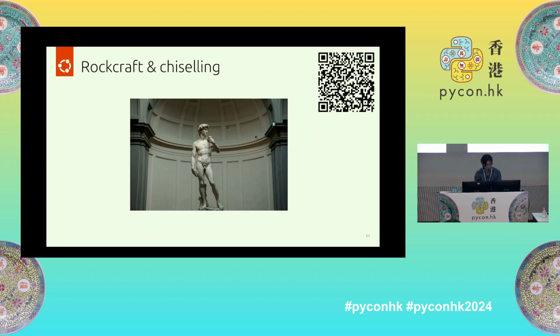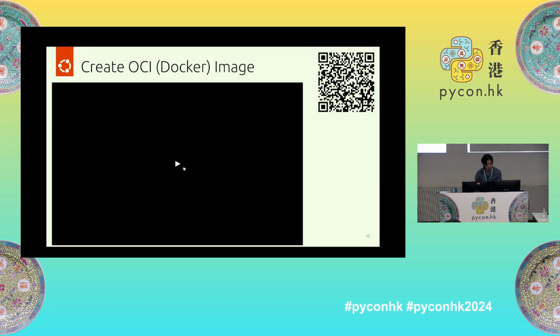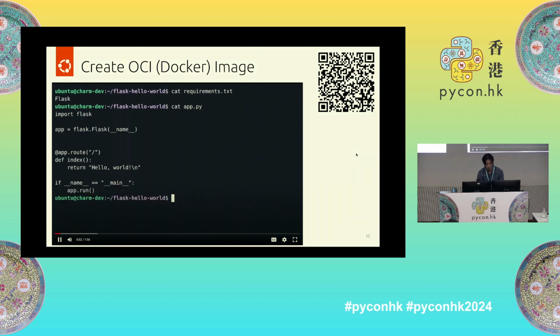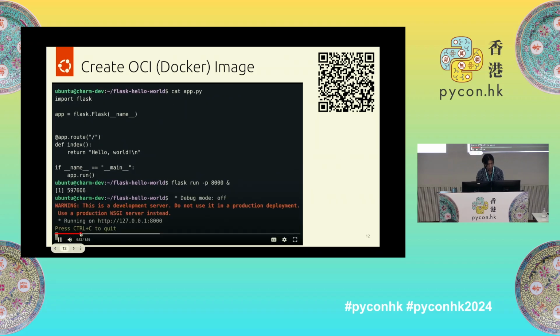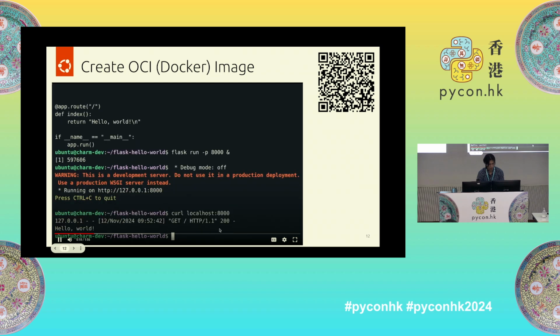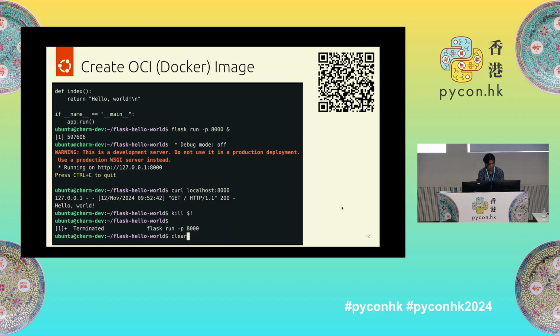which is a Flask application. But yeah, let's see how that works in action. So in the requirements, we just have Flask, and that's our application, as you can see. Really nothing much, and we just test that the application is running. We can curl against it, and hello world. Let's kill it. Nice.